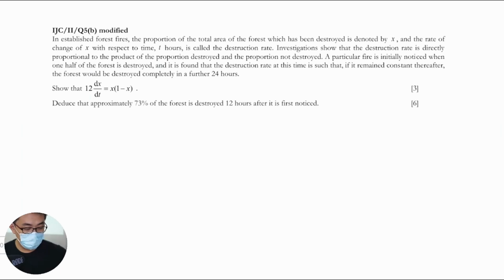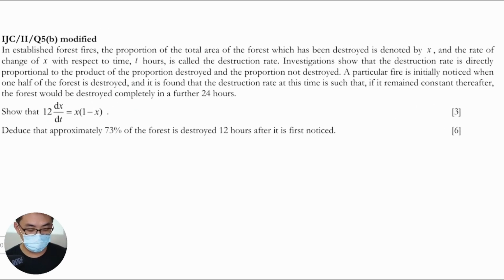Now, in an established forest fire, the proportion of the total area of the forest which is being destroyed is denoted by X. This is X, important. The rate at which X changes with respect to time t is called the destruction rate. So this destruction rate here is called dx/dt. Very good.